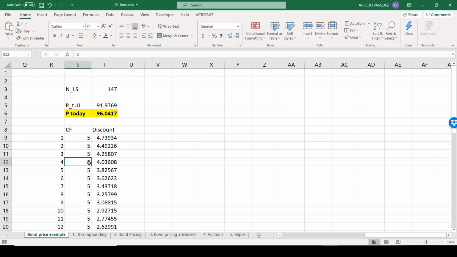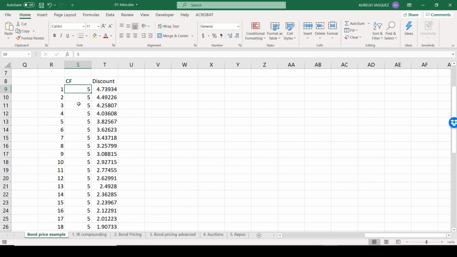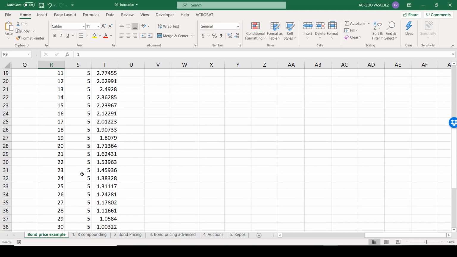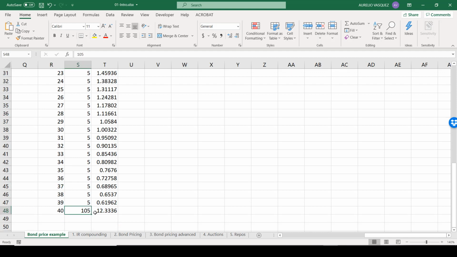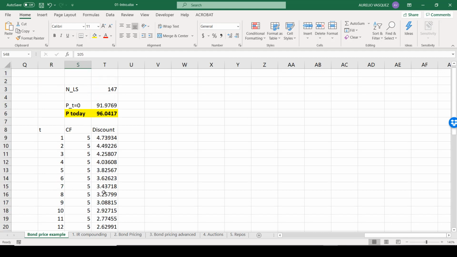So I have put in Excel here my cash flows of $5, the time period, so here would be T, that go from 1 up to 40, and then at 40, I'm going to have the coupon plus the par value. And then each one of these, I'm going to discount. How am I going to discount? Well, I'm going to use the formula from before, which is coupon over 2, and then I discount this to the power of 1 plus the yield over 2 to the power of t. So this first one would be 5 over 1.055 to the power of 1.